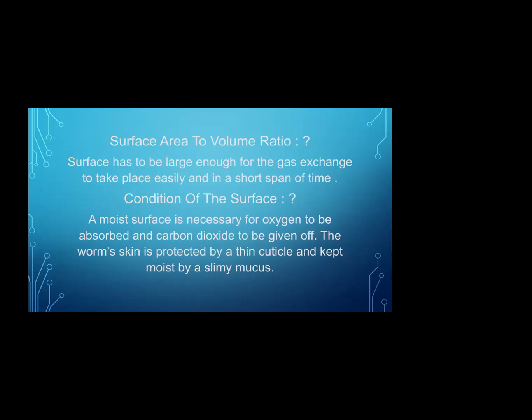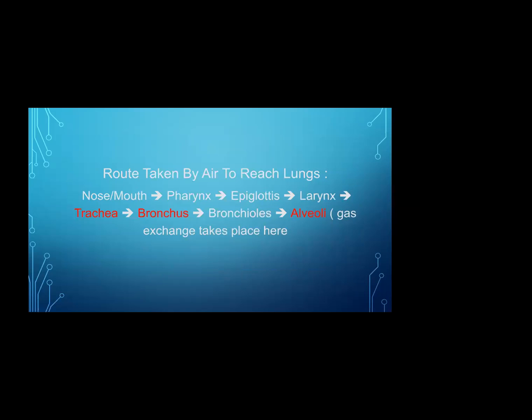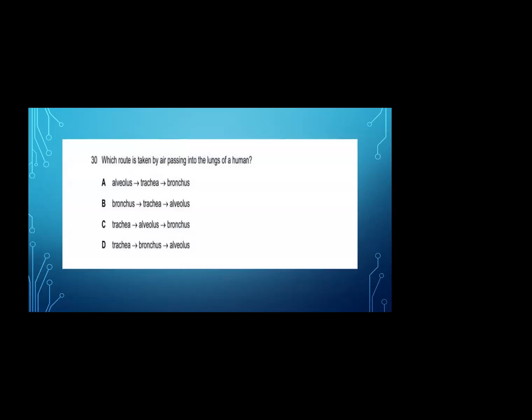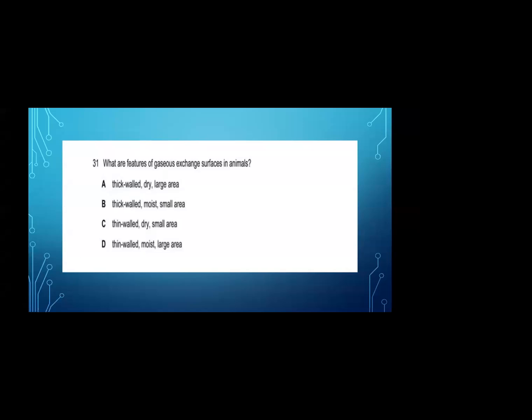Okay, move on to the next question. Which route is taken by air passing into the lungs of a human? The route taken by air to reach the lungs is from nose or mouth to pharynx, then epiglottis, then larynx, then trachea, then bronchus, then bronchioles, and then alveolus, where the gas exchange takes place. So the answer that we get is D, trachea, bronchus, then alveoli. Very good. I like it.